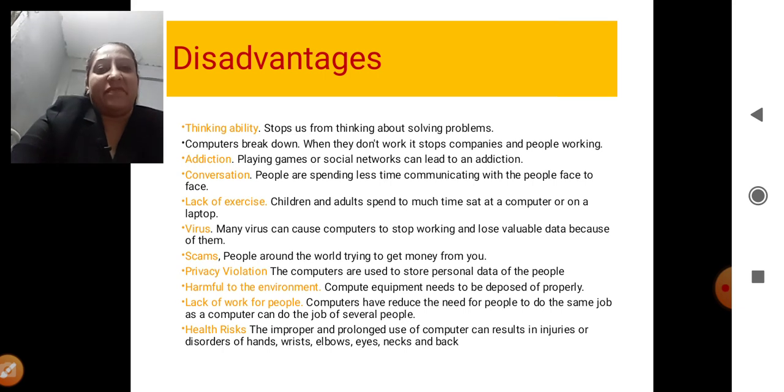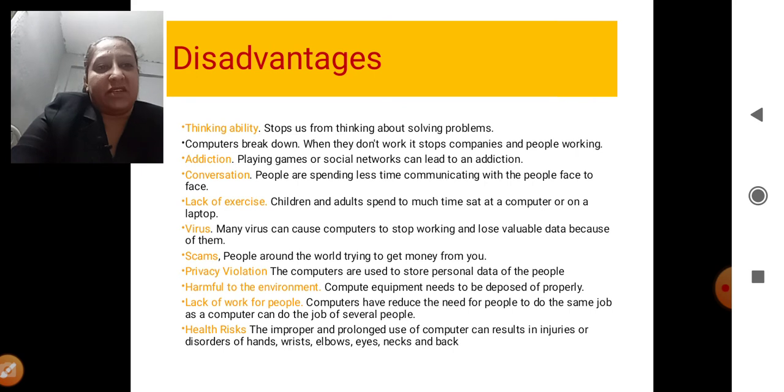Next is, we are getting addicted to computers in any form. Somebody is addicted to games, somebody is addicted to social networking, or something else. So we are getting addicted to devices. Next, lack of conversation. Face-to-face communication has reduced a lot. Next, physical activity has reduced a lot. Another disadvantage, viruses are spreading and causing a lot of damage to the device.